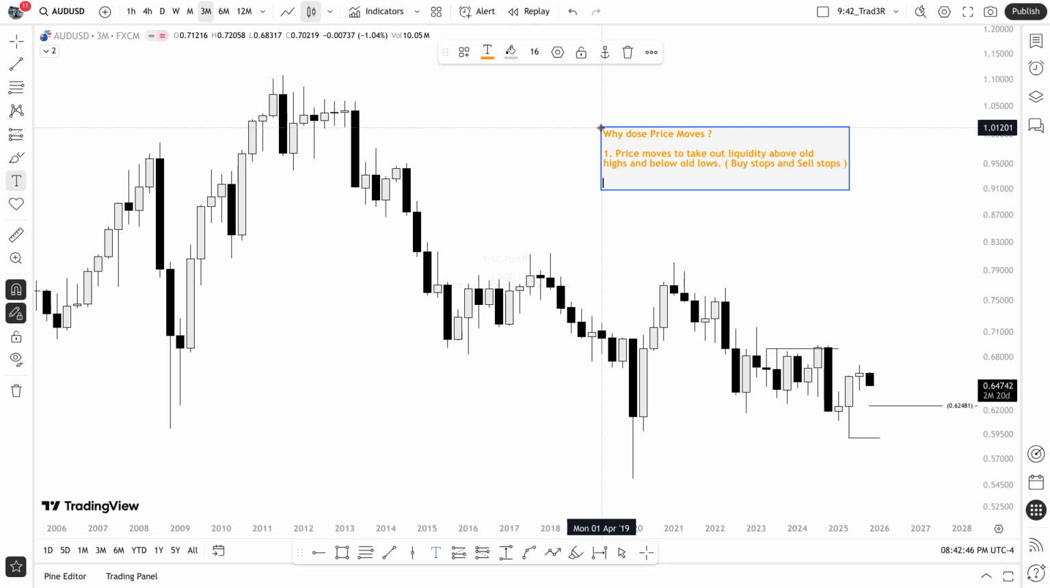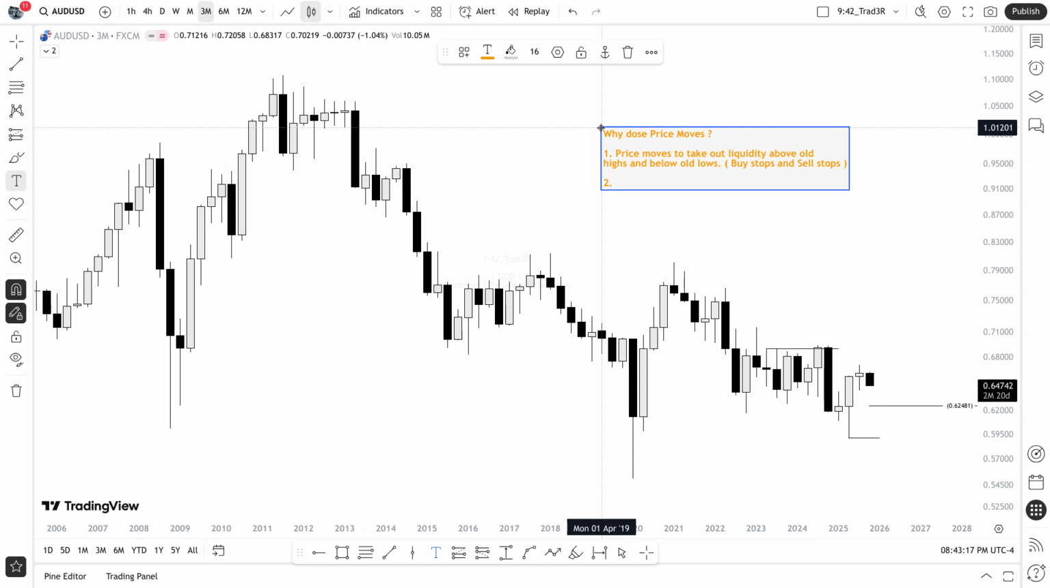So reason number two why price moves is to fill up fair value gaps in the marketplace, the FVGs, those pockets price left behind when it's moving to a particular draw on liquidity. That is reason number two why price is moving.